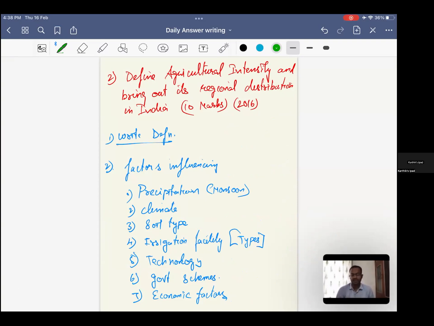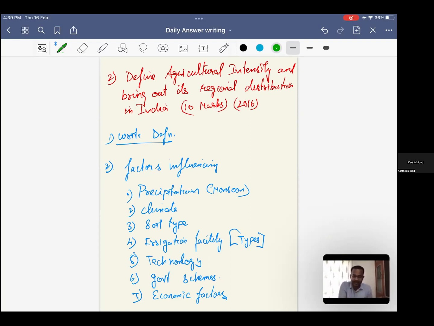Draw a map of India. Show the overall picture of agricultural intensity, a small map, not a big map, a very small map. Show how the regional distribution of agricultural intensity is taking place. For example, Punjab, Haryana, Uttar Pradesh, Bihar, parts of central Chhattisgarh, eastern Odisha, the Krishna-Godavari deltas, the Kaveri Delta, the Narmada riverbank regions, Chambal riverbank regions, West Bengal, Assam, Tripura. In these regions, a high amount of intensity is there.